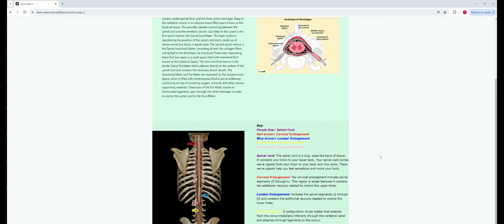The spinal cord is a long tube-like band of tissue that connects your brain to your lower back. Your spinal cord carries nerve signals from your brain to your body and vice versa. The cervical enlargement includes spinal segments C5 through T1. This region is larger because it contains the additional neurons needed to control the upper limbs. The lumbar enlargement includes the spinal segments L2 through S3 and contains the additional neurons needed to control the lower limbs. The filum terminale is a configuration of pia mater that extends from the conus medullaris inferiorly through the vertebral canal and attaches through ligaments to the coccyx.